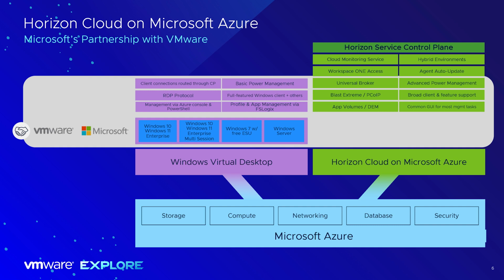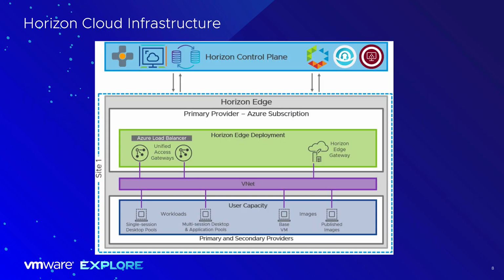But with Horizon Cloud on Azure, we get an entirely new set of features: App Volumes and DEM that can be used alongside FSLogix, as well as Blast Extreme and PCoIP protocol to use alongside RDP. So we give the administrators the options to choose those additional features to run on Horizon Cloud and Azure as well.